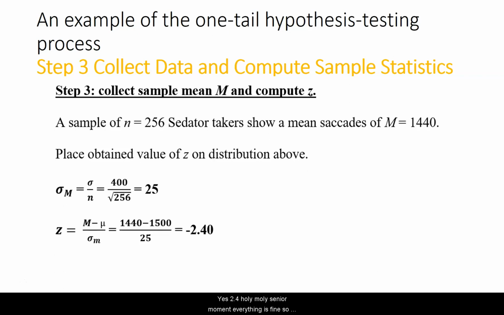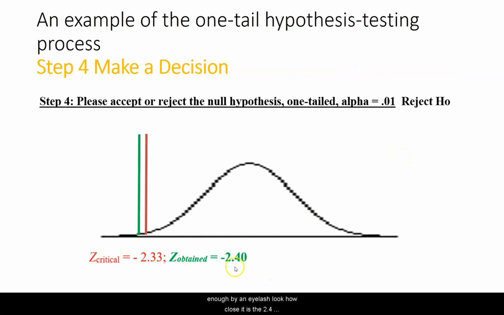So yes, 1440 minus the 1500 over 25 is negative 2.4. Everything's okay. No need to call anybody. So here we go. Negative 2.4. So the math is fine. And sure enough, by an eyelash, look how close it is. The 2.4 exceeds, it's over here in the critical region, right past the negative 2.33. What's my decision? Reject the null hypothesis.